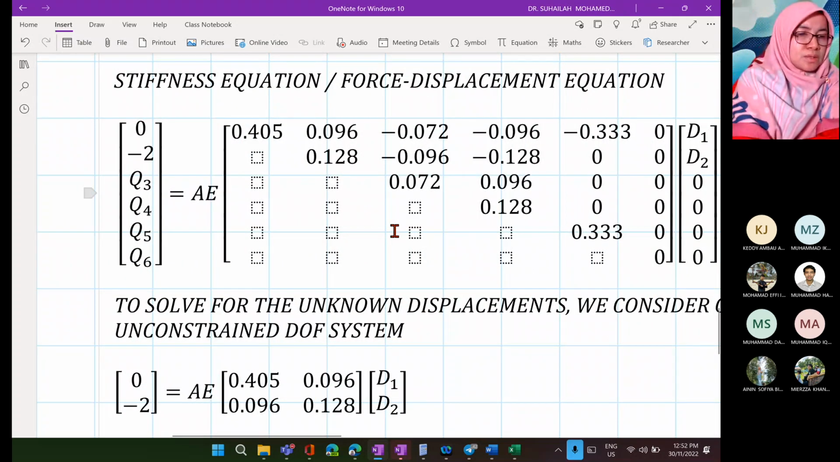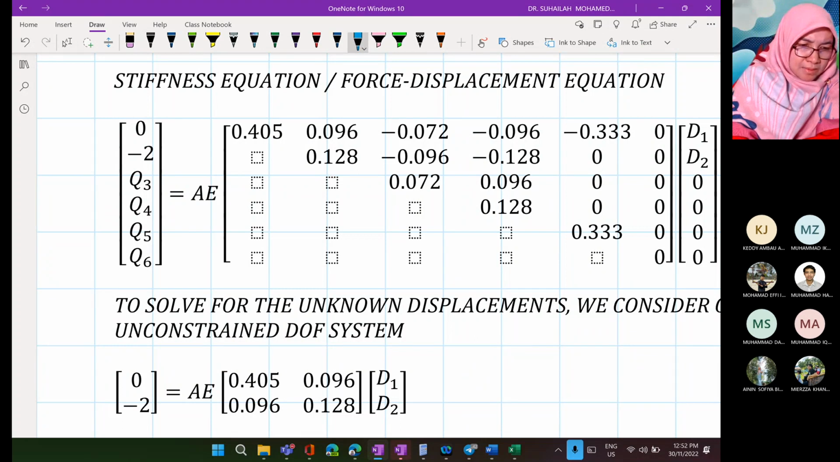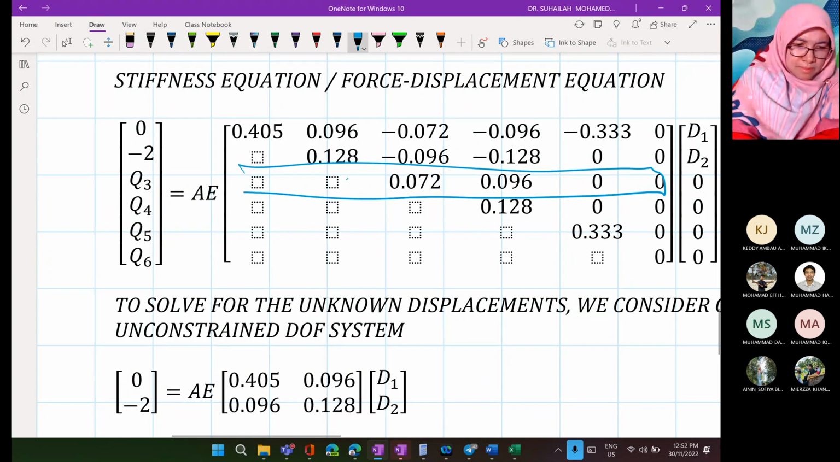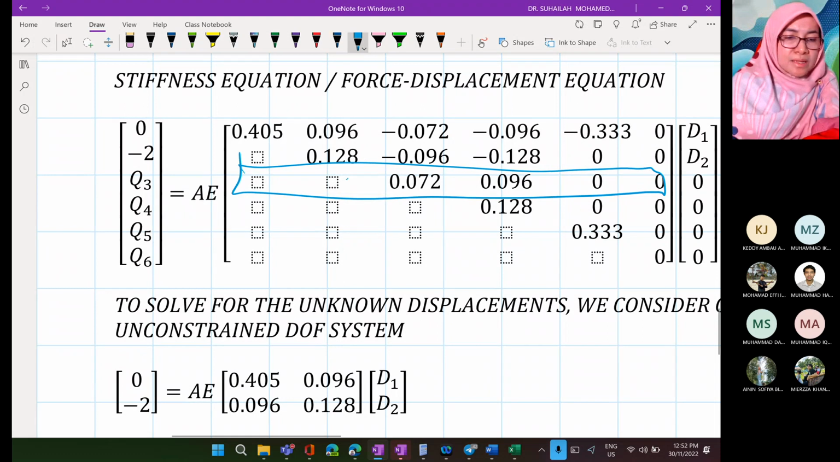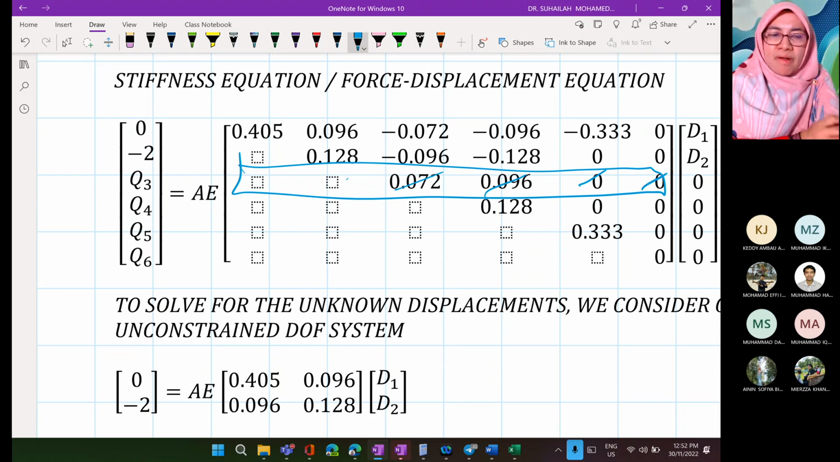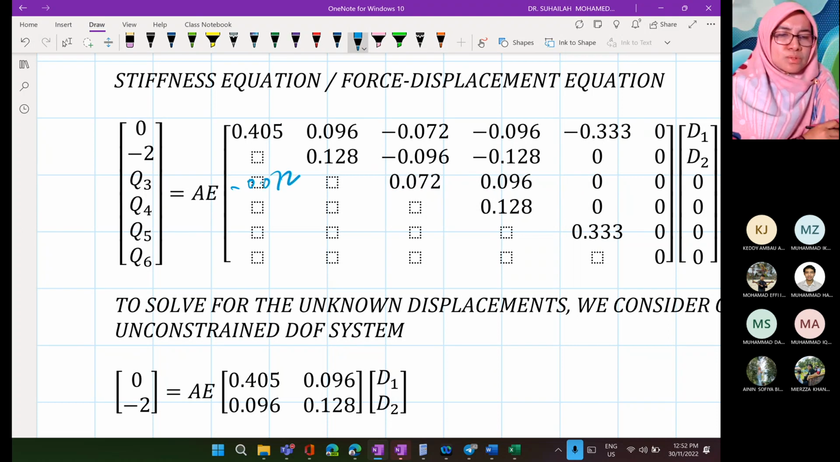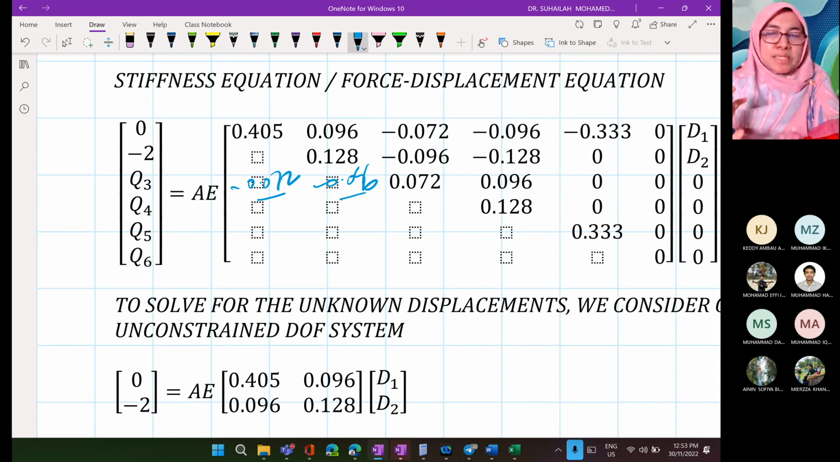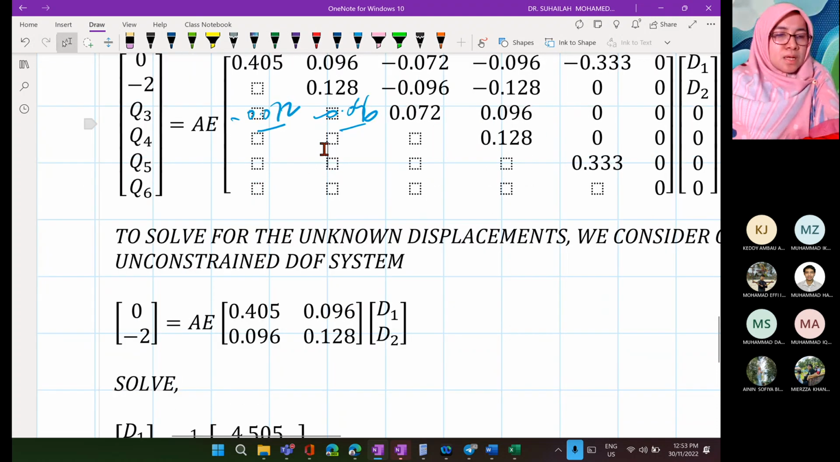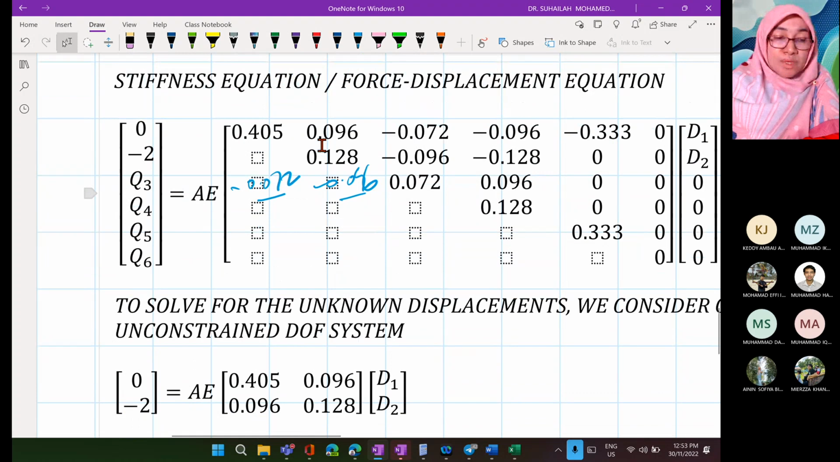Q3 means kita nak kali nilai ni, 3 ni kan. But don't forget 3, 4, 5, 6 dah 0. So yang ni matematik je lah. So yang ni negative 0.072 and negative 0.096 times with D. It will cancel AE.